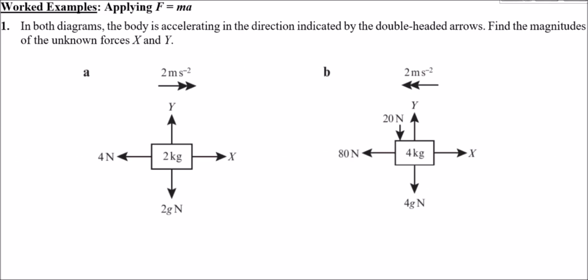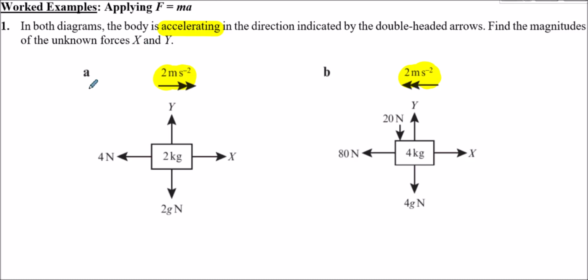Let's now consider some worked examples applying Newton's second law, F equals ma. We've got parts A and B for question 1 here. In both diagrams, the body is accelerating in the direction indicated by these double-headed arrows. So we can label this in clearly now. It's accelerating for part A in this direction, for part B to the left. What we need to do here is find the magnitudes of the unknown forces x and y. The main thing to notice is that in both A and B, the object is accelerating purely in the horizontal direction. There's no up or down component to it.